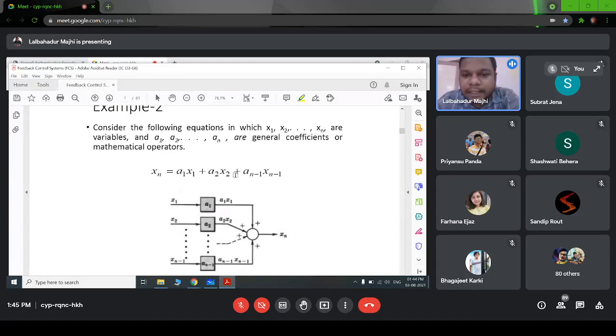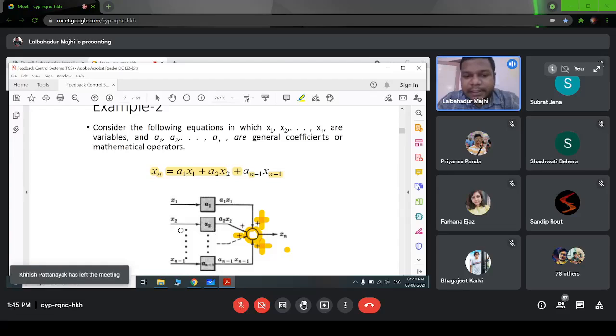So the same example, right? Plus this one, this an1 minus this xn1, and these x are the variables and these a are the general coefficients. It's simple. Like in the previous example, we can do this one. This a1 x1, right? All are plus. So in this summing point, all will be positive. All this mathematical operation will be positive.